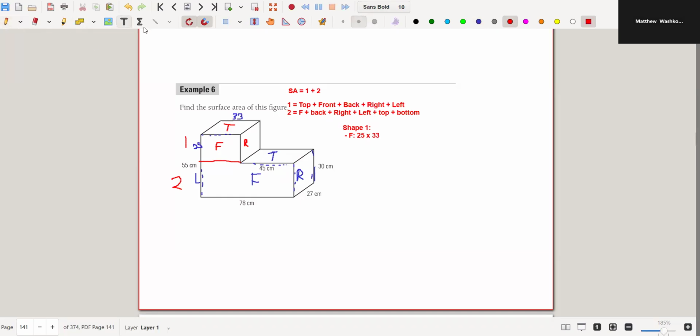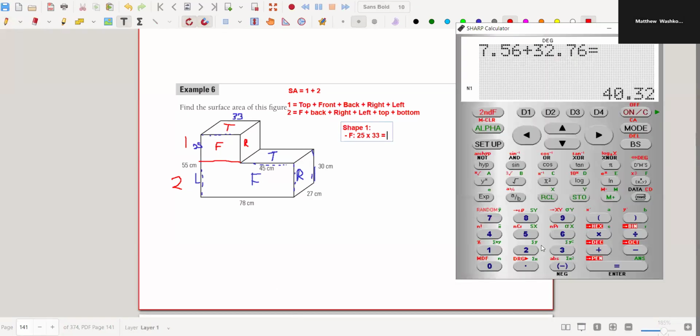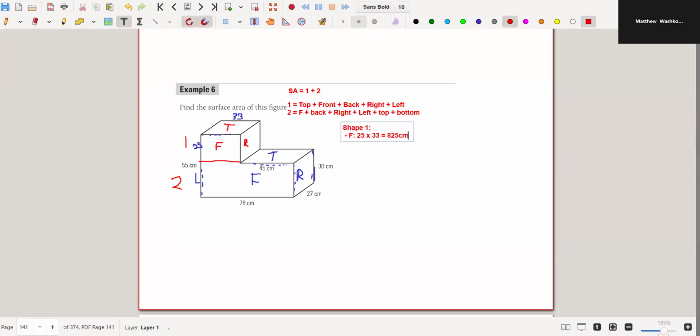This is why you got to keep organized. So 25 times 33. The front is, where's my calculator? 25 times, ooh, not plus. Again, everyone makes mistakes. 825. So 825 centimeters squared. Is the back the same in this shape? Yes. So in this case, the back is also 825 centimeters squared.